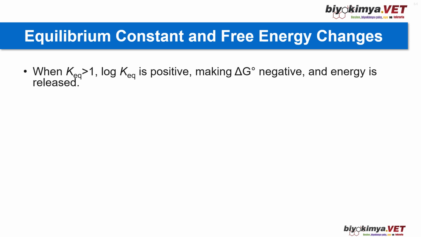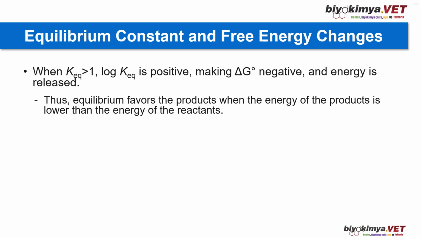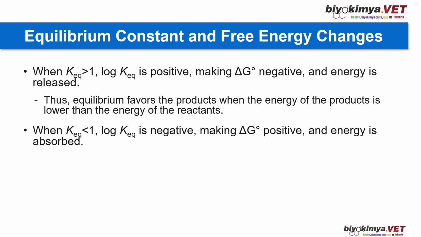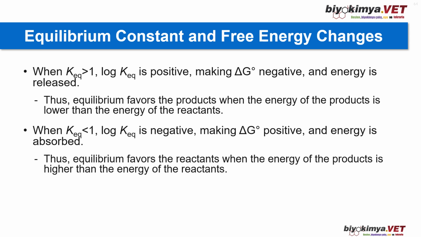When the equilibrium constant is over 1, which makes the log of the equilibrium constant positive, making the free energy change negative, energy is released. Thus, equilibrium favors the products. When the equilibrium constant is below 1, which makes the log of the equilibrium constant negative and making the free energy change positive, energy is absorbed, thus the equilibrium favors the reactants.